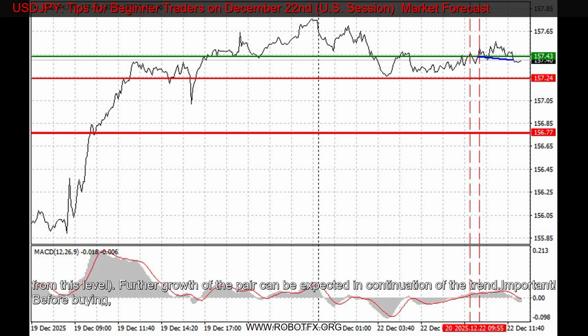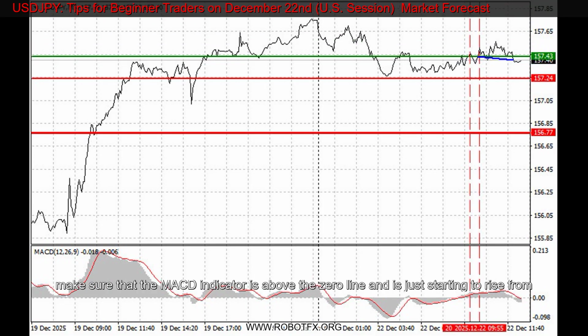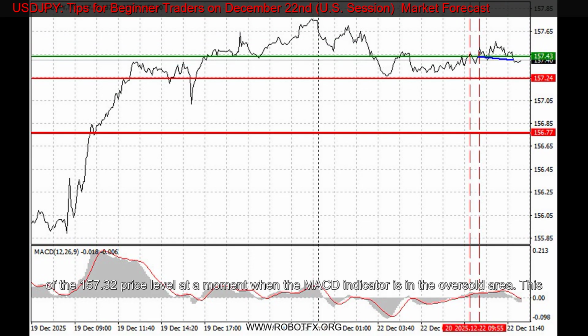At the level of 157.93, I will exit long positions and open short positions in the opposite direction, aiming for a move of 30 to 35 points in the opposite direction from this level. Further growth of the pair can be expected in continuation of the trend. Important: before buying, make sure that the MACD indicator is above the zero line and is just starting to rise from it.